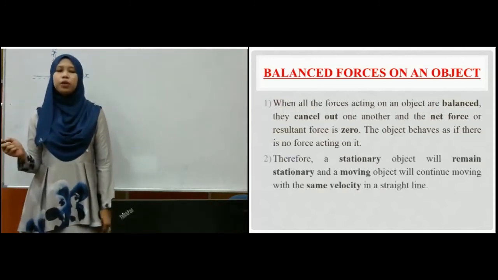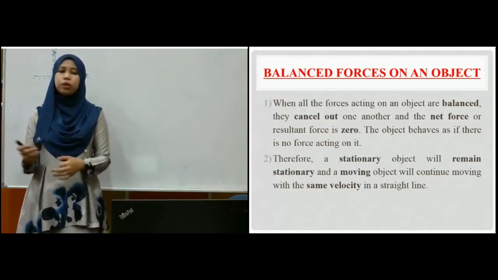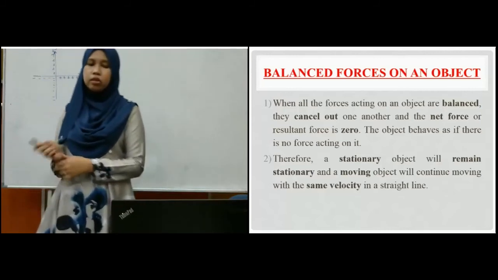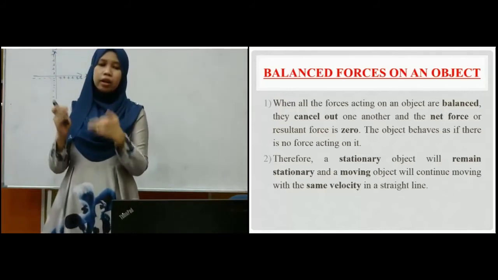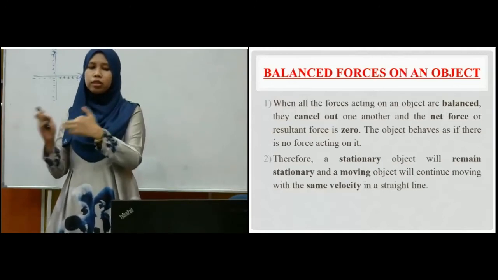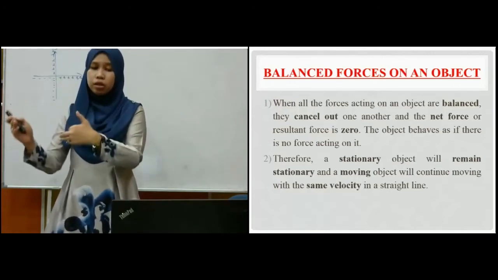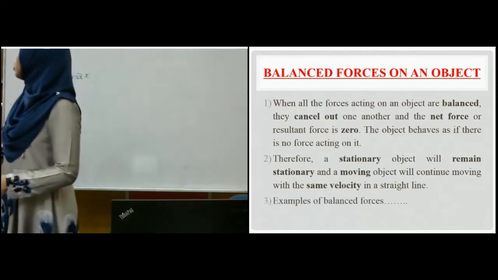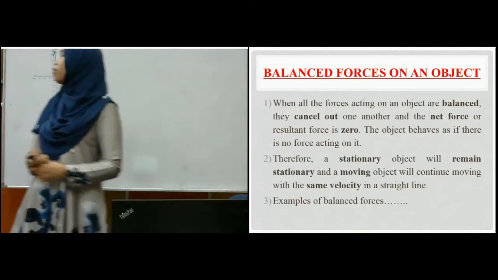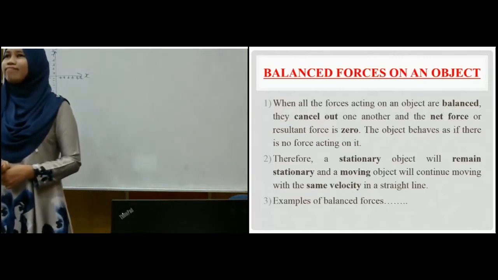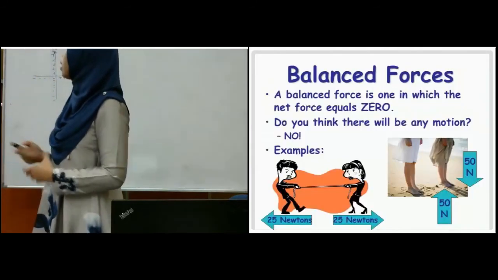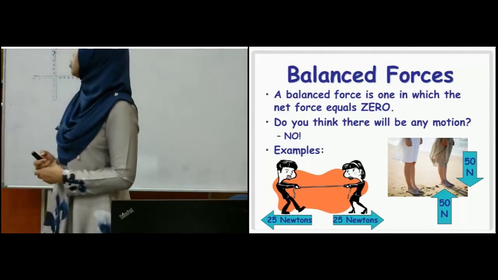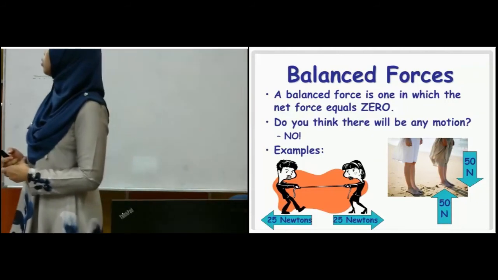Therefore, a stationary object will remain stationary and a moving object will continue moving with the same velocity in a straight line. Right? So this one we call a balanced force. Can you give me an example of a balanced force? What is an example of a balanced force? A balanced force is one in which the net force is equal to zero.